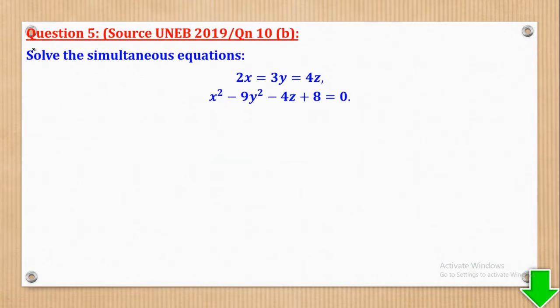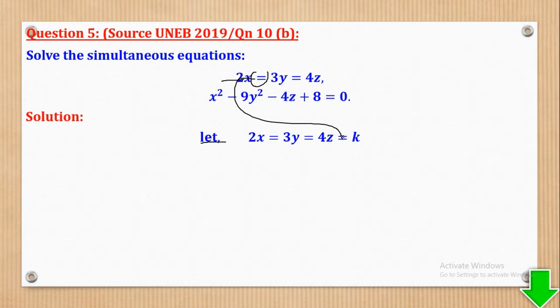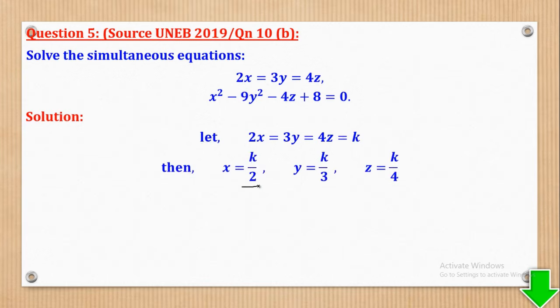So now we shall go to question 5, which came from UNEB 2019, paper 1, question 10b, and says, solve the simultaneous equations this. So still, we realize that these are 2 equal signs, so let it be equal to a constant k. That means that x is equal to this. When I equate this to this, I'll come up with this, this to this, I'll come up with this, and this to this, I'll come up with that.